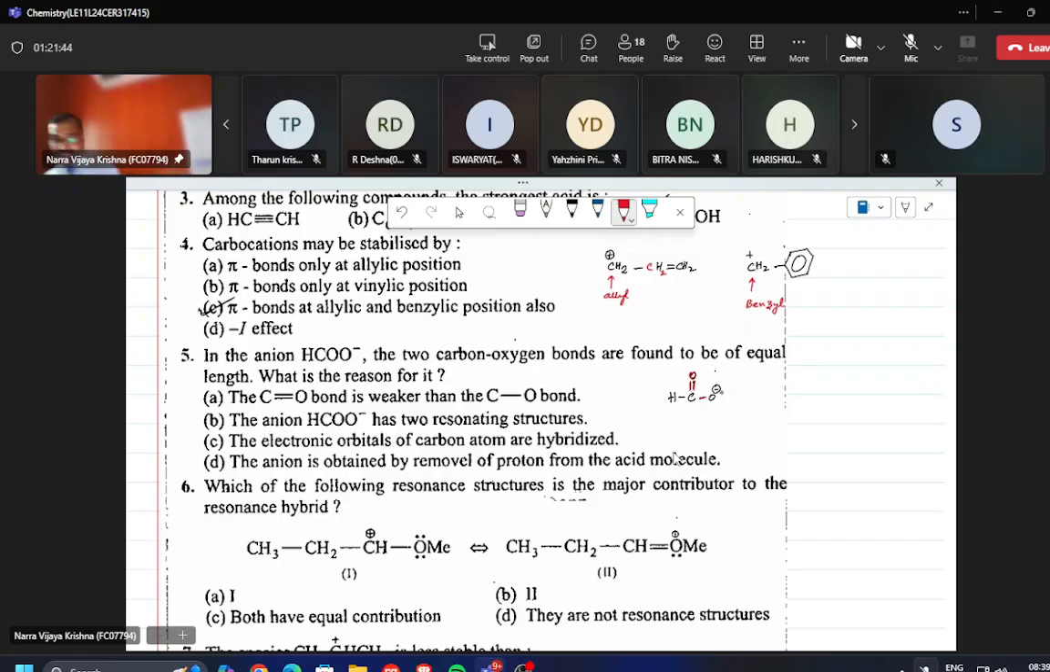Resonance, correct? This negative charge will shift here. This pi bond will shift here, correct? Then what you will get? This converts into HC, O minus here, double bond O here. What is the resultant of both? Partial bond, minus 1 by 2, minus 1 by 2. Because that pi bond keeps on delocalizing, both have the same bond length because of resonance, or delocalization. So what should be the answer?